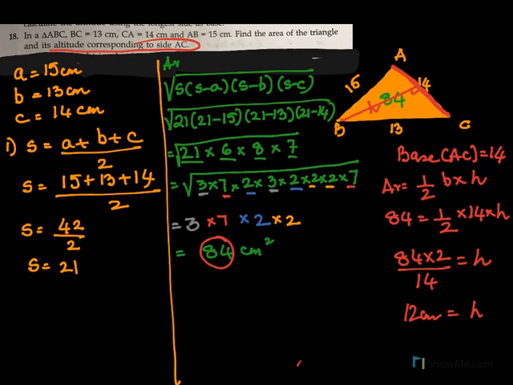These sums were just like the earlier sums to find area by Heron's formula, but there was one step extra where you have to find the altitude, and all you have to do is do half base into height.